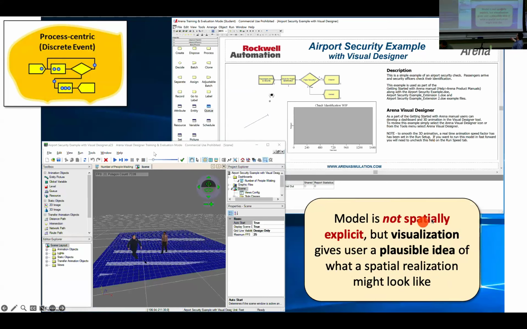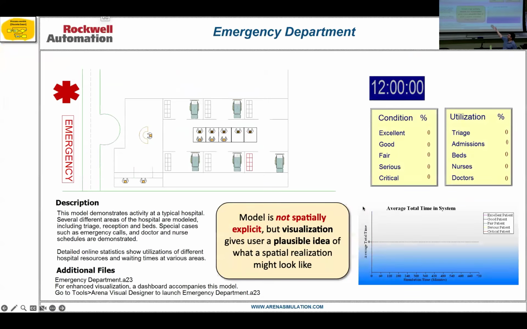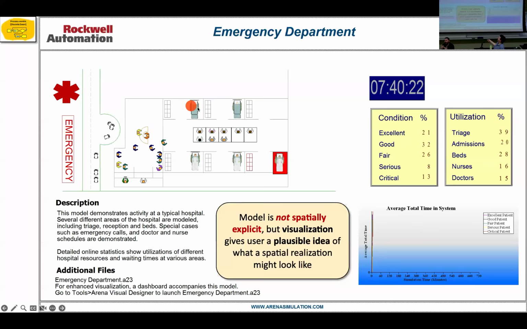So it's not spatially explicit, but we visualize it as being spatially explicit, because it gives you a plausible idea. That's even better shown here. This is an Arena model of an emergency department. Cars arrive, they drop off patients, and the patients go and visit with a receptionist. They wait in the lobby. Then they wait in another waiting area. They go into beds. The beds are occupied. They clear the beds. The beds go through different states. Sometimes, I don't think red is a good sign for this patient. So they go through these different states and then eventually they depart. And that frees up more space.